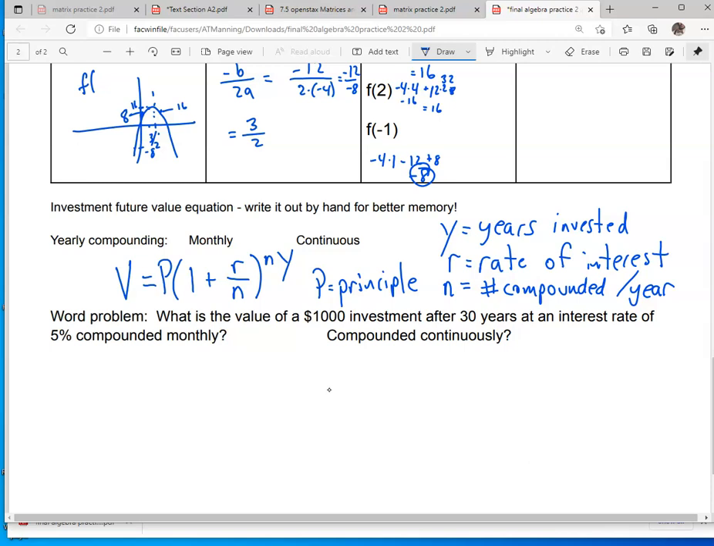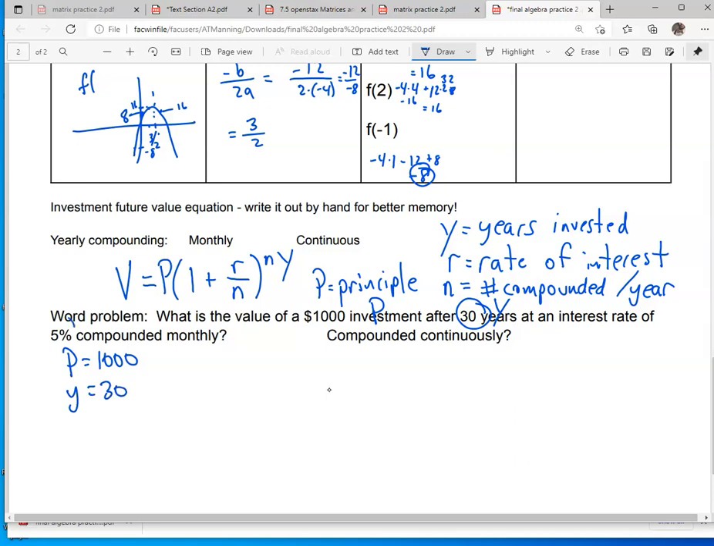Well, now we're given the problem. All we have to do is figure out what goes for what letters. Well, there's our investment. That is our P, $1,000. So P is 1,000. It's our initial investment. 30 years, that's the Y. Y equals 30.